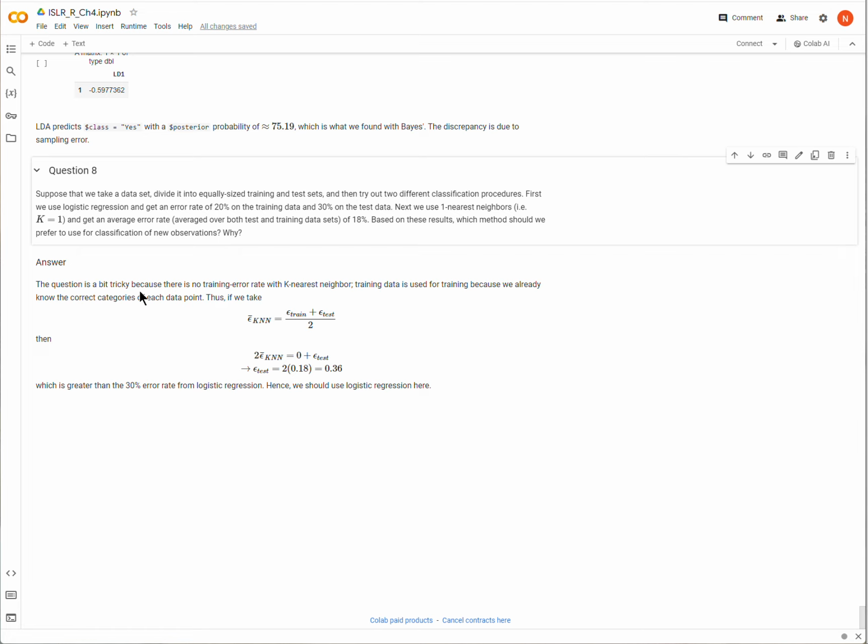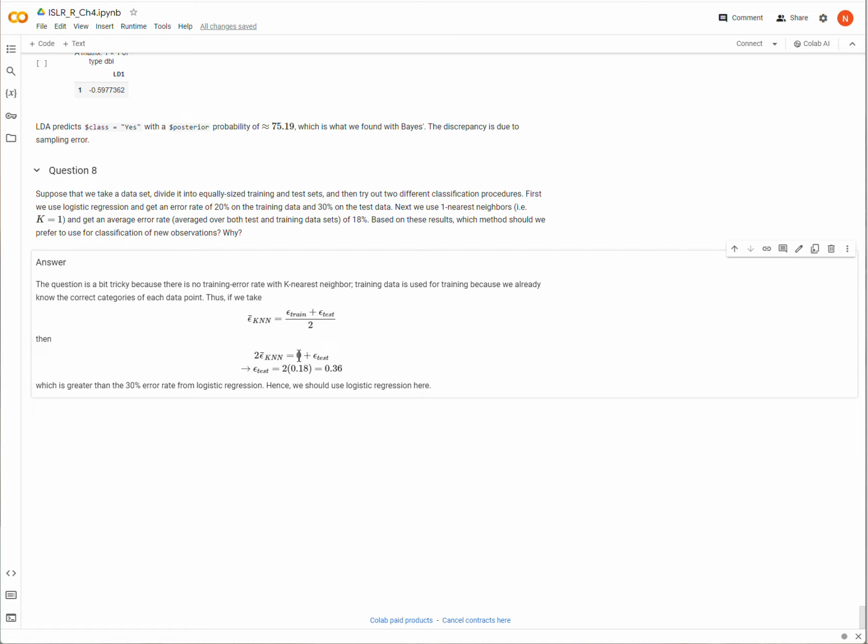So then we have to figure out, what does it mean if the average error rate, and I'm just calling it here epsilon bar, what does it mean to have an average error rate of 18%? Well, let's just use first algebra. So the average of the training error and the test error for k n n would be this, right? We have the average of the training error rate and test error rate, okay? And so then if we want to solve for the test error rate, we need to multiply over by 2.